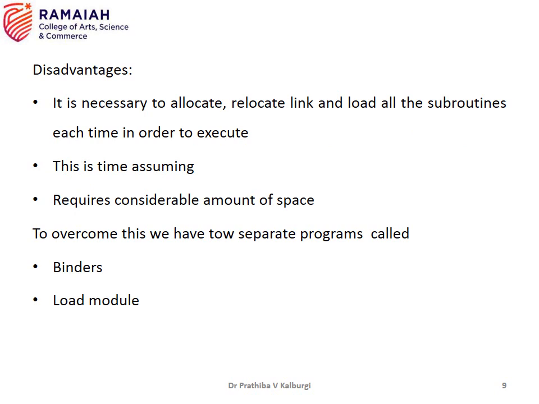The disadvantages of the direct linking loader is that it is necessary to allocate, relocate, link and load all of the subroutines each time in order to execute a program. Since there are hundreds of subroutine programs involved, especially when we include utility subroutines such as square root, this loading process can be extremely time consuming. So because of that, even though the loader program may be smaller than the assembler, it does absorb a considerable amount of space.